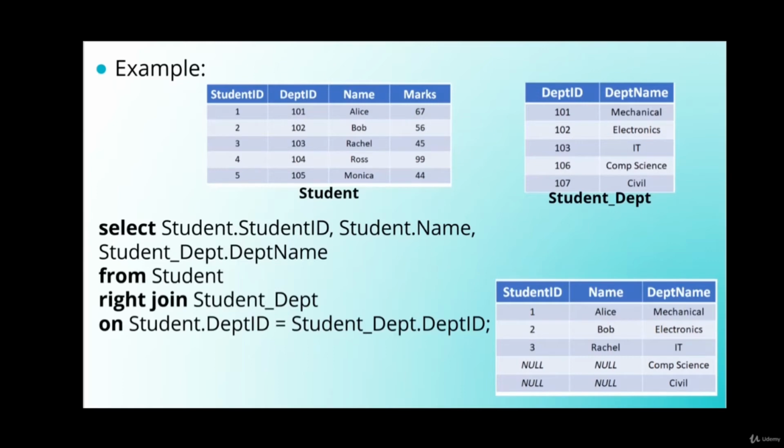So again over here the same concept is applied. Since ID 101 belongs to the mechanical department in the second table, and in the first table 101 belongs to Alice, Alice belongs to mechanical. The same logic is applied over here too, just in the case of computer science and civil, the department IDs are not matching, so it will display null values.